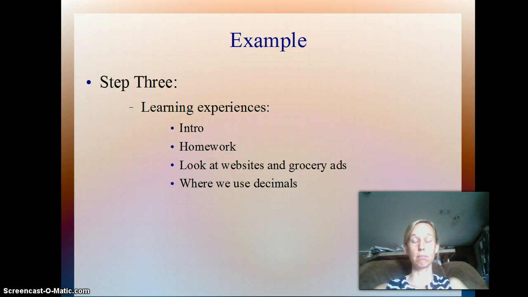explain to them what the cent sign behind the numbers means. The dollar sign, some of them understand that, some of them have never seen those before in their life. So it's a great time to expose them to that. And also discuss where we use decimals and why we use them. Mainly, yes, in money.